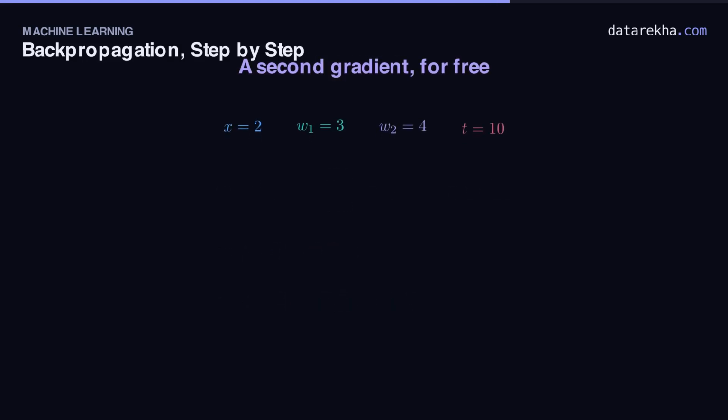Let's make the payoff obvious with a slightly bigger network. Two weights now. A hidden neuron with a ReLU, feeding a linear output neuron. The beauty is that one error signal will hand us both weights' gradients.